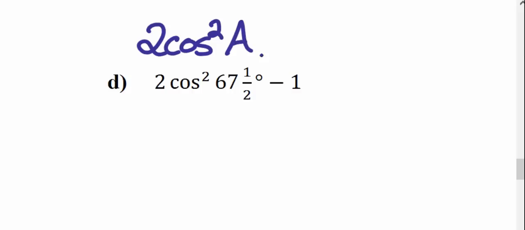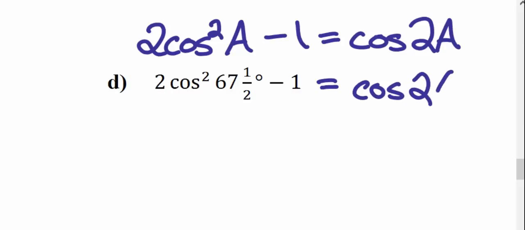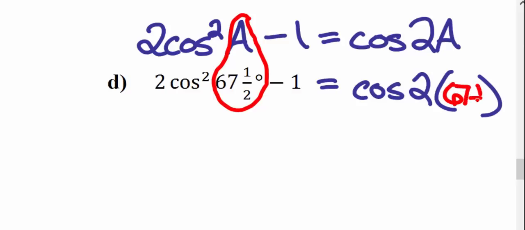For part D, we have 2 times cosine squared of the angle 67.5 degrees minus 1. We see that this fits the form of our double angle identity. So instead of writing the angle, I'm going to put A, and we can see that this is the cosine identity for a double angle. So we can say that this expression is equal to cosine of twice some angle, and the angle that's being used in the expression is 67.5 degrees. We're going to multiply that by 2. We get cosine of 135 degrees.